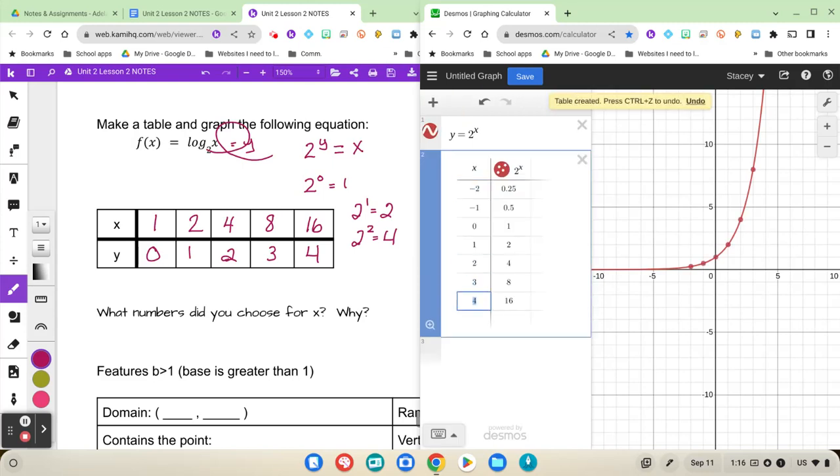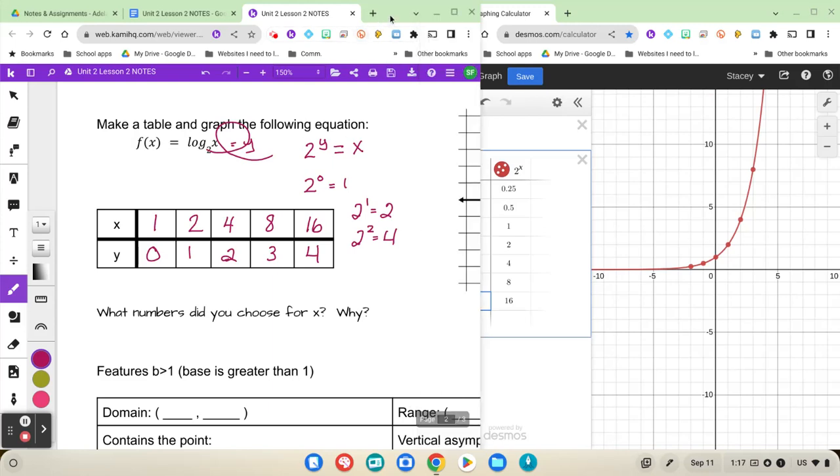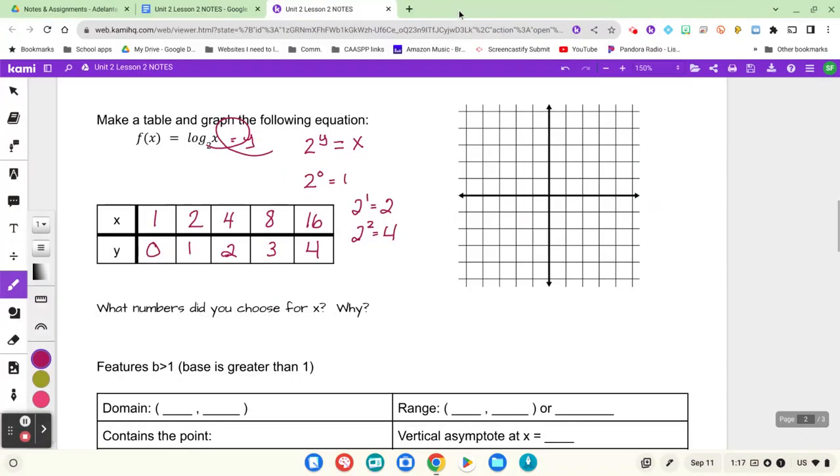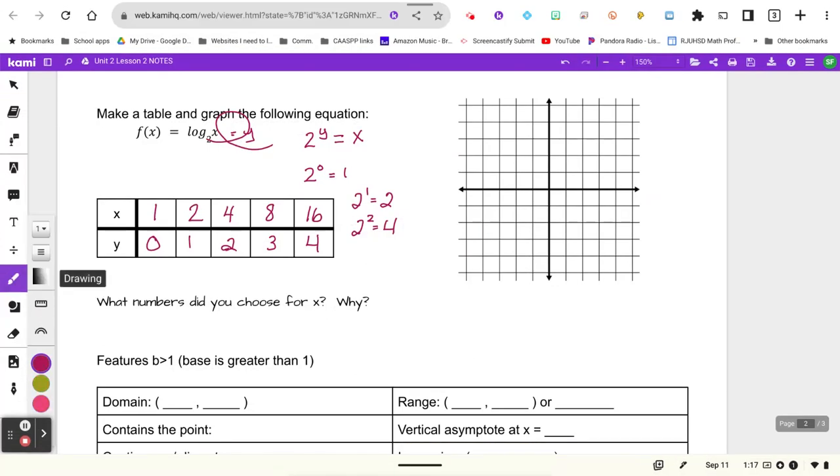2, we can just keep going. And then when we do the log, we know that we just switched them, and we could have just switched it over. Inverse. Giving a little hint there. All right. And so we're going to graph it.